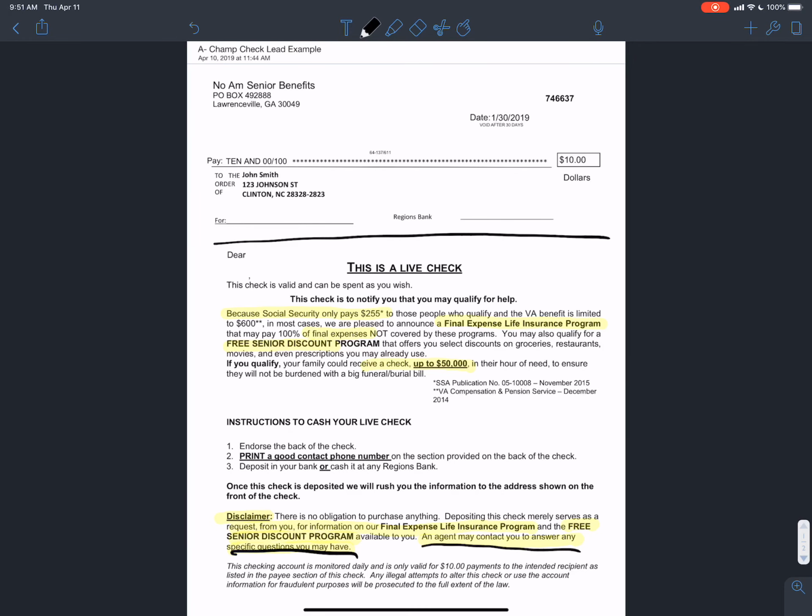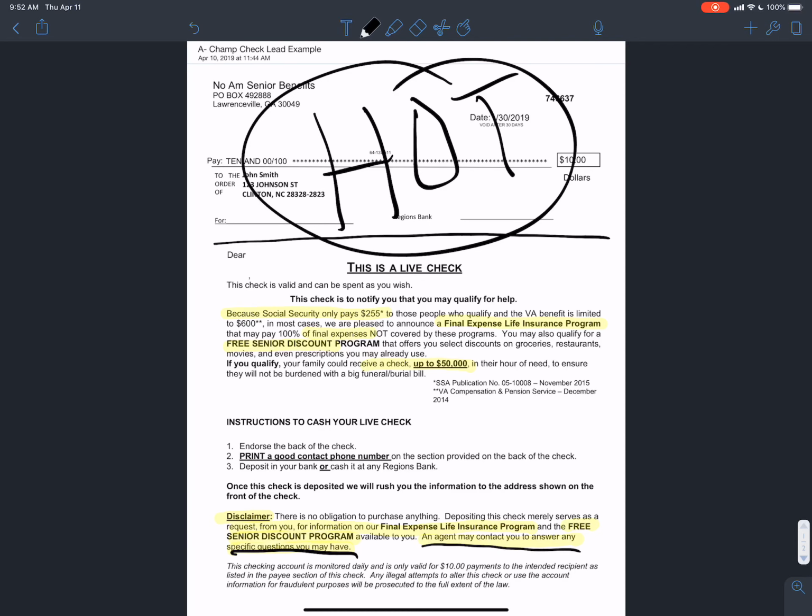So if you're looking for a hot lead, there's not going to be a hotter lead in the final expense industry than the Champ Check lead here with NASB. This thing rocks. It's our hottest lead out there. It's the one agents are buying most, between this and the dental lead. This is where money's being made right here.